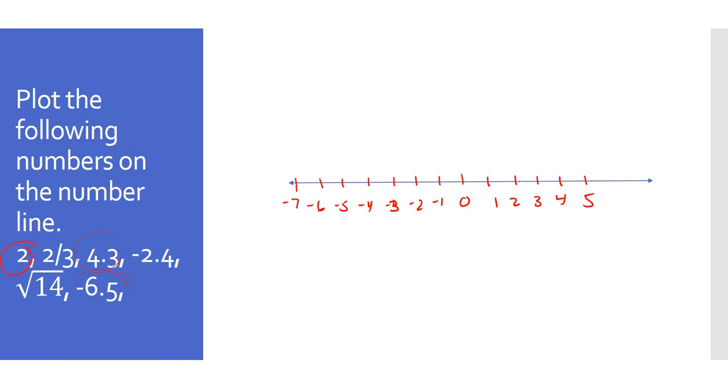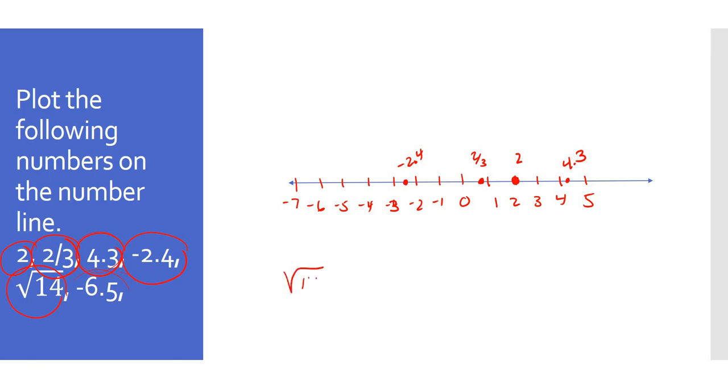So 2, right there. 2/3, almost 1. Closer to 1 than to 0, 2/3. 4.3, a little bit past 4, not quite to 4.5. Negative 2.4, again, bigger than negative 2 in the left-hand direction, smaller than negative 2 to the left. So negative 2.4, go right about here.